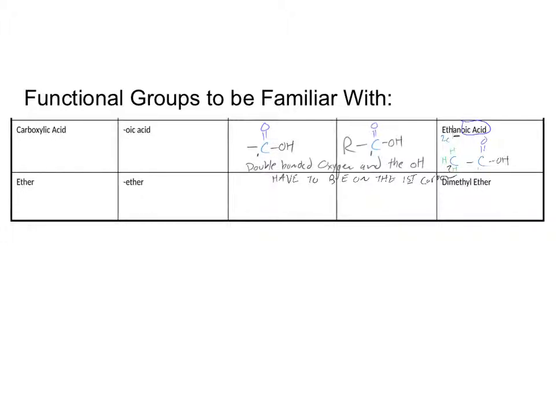The next one is ether. You're going to want to say "eether," but it's not. It's ether. This one has an oxygen that is held together by 2 branches. An oxygen that separates 2 branches.